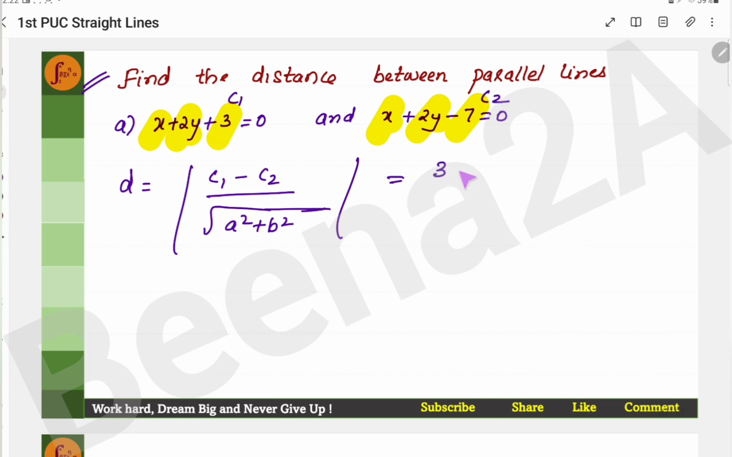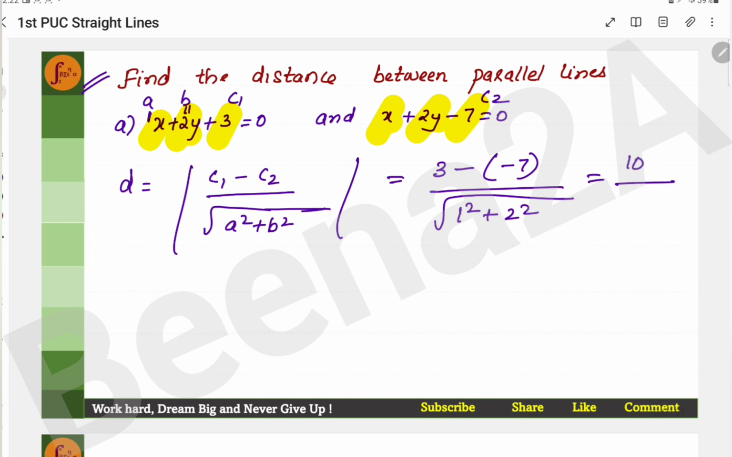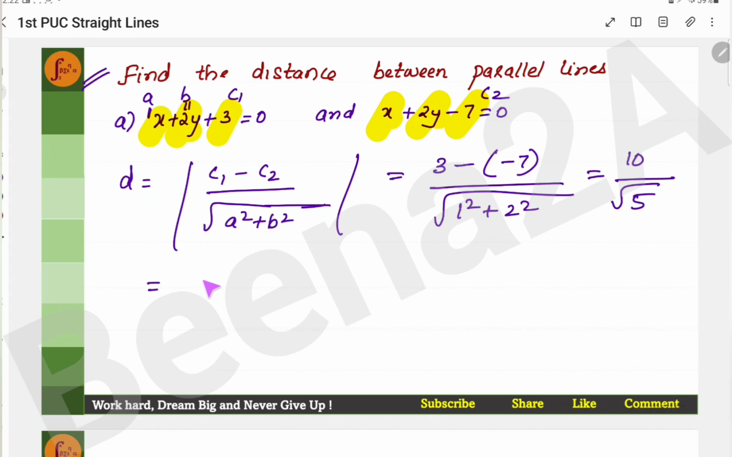C1 is 3, C2 is minus 7, divided by the root of a square plus b square. a is 1, b is 2. So 1 square plus 2 square. So we'll get 10 by root of 5. You can write this as root of 5 into root of 5 into 2.